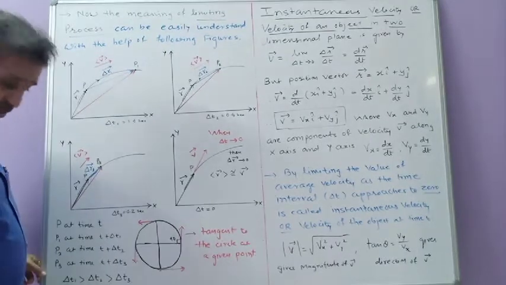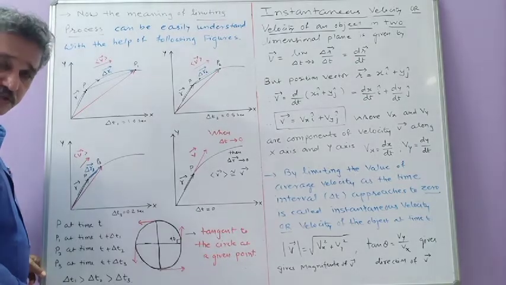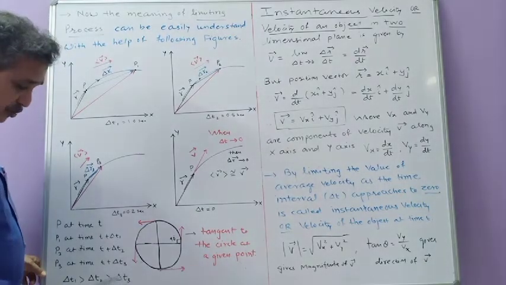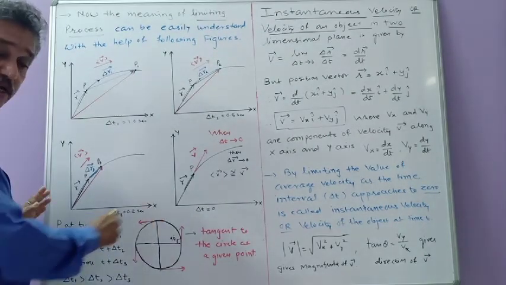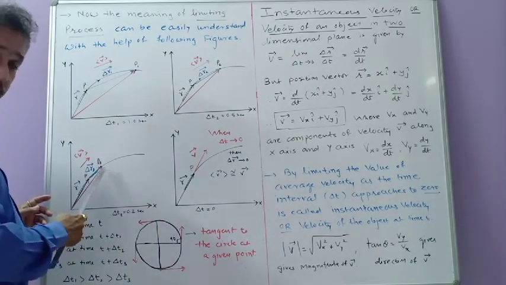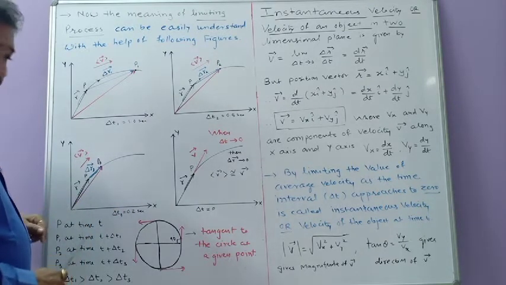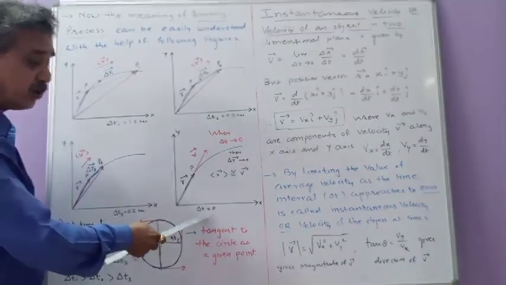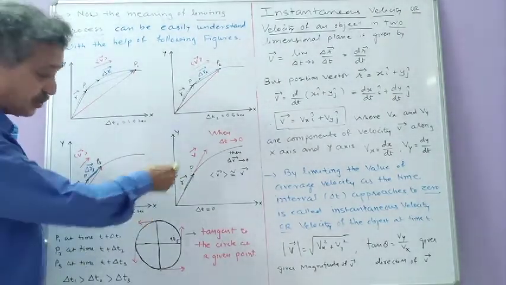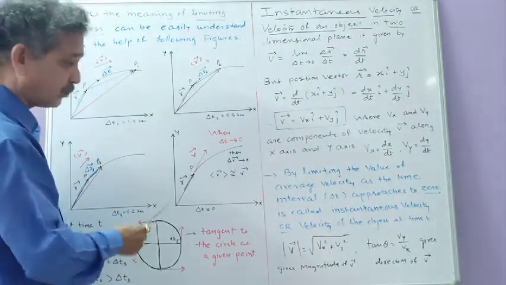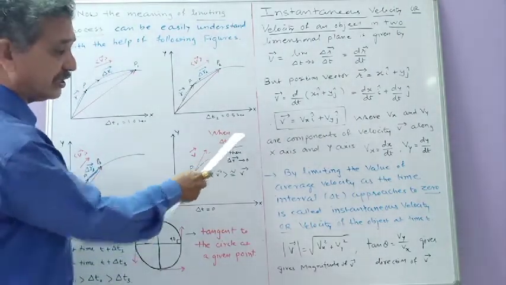So here you can see that Δt1 is greater than Δt2, which is greater than Δt3. That means Δt3 is smaller than Δt2, which is smaller than Δt1. So as the time interval reduces, the final position comes closer and closer to the initial position. And when you take Δt equal to 0, that means the particle is not moving slightly in the forward direction. It probably remains at the same position. Then at that time it is said to be what? Δt tends to 0.